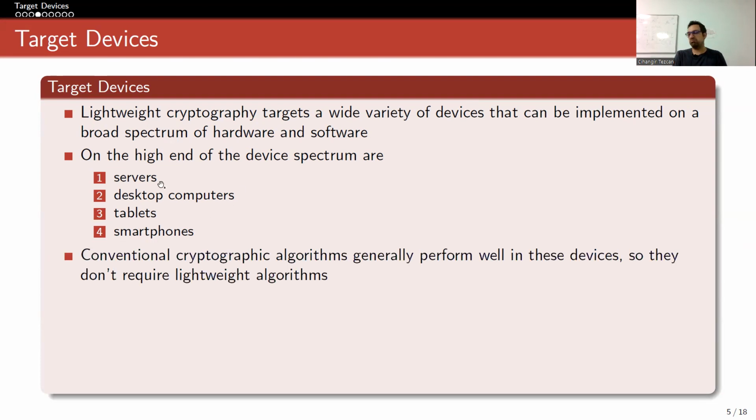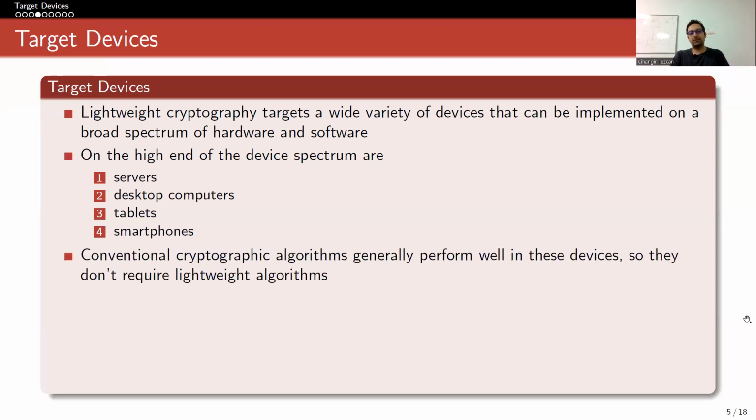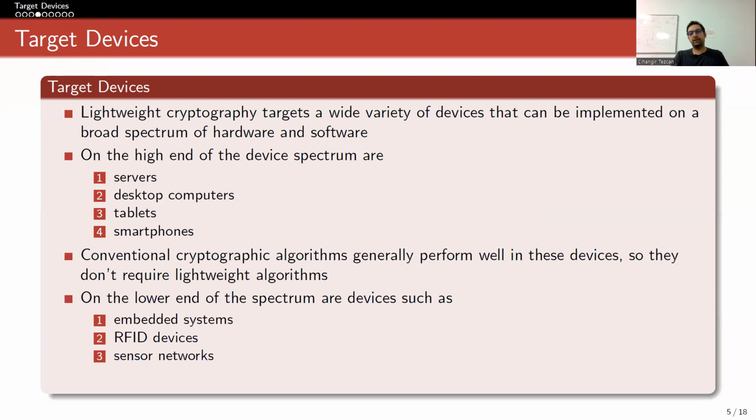Anyway, we don't directly need a lightweight algorithm here. But the thing is that if we build a lightweight algorithm for small devices, those small devices will be communicating with these devices, right? So you need to have an efficient implementation here too. Conventional cryptographic algorithms generally perform well on these devices, so they don't require lightweight algorithms, right? On the lower end of the spectrum are devices such as embedded systems, RFID devices, sensor networks, and so on. With the IoT, even your coffee machine will have a small embedded system at the end, right?